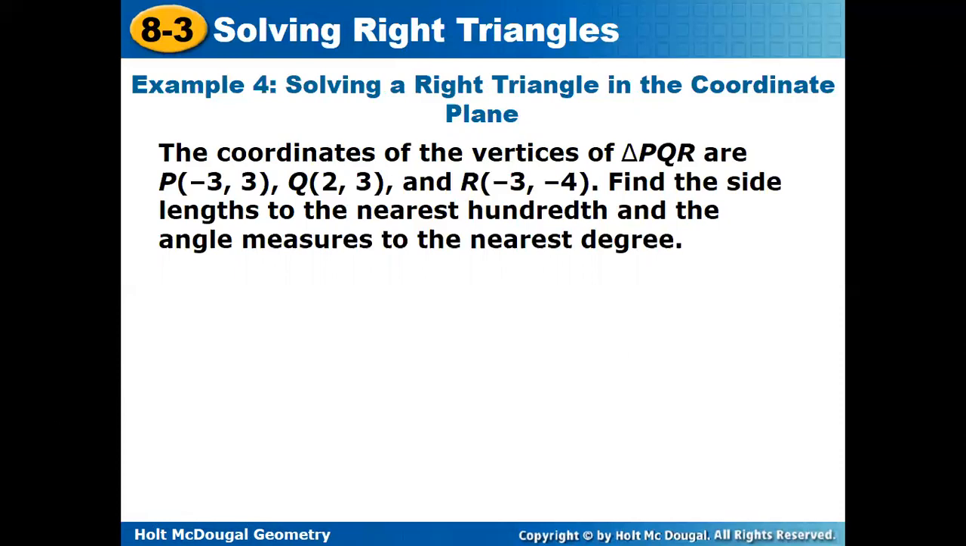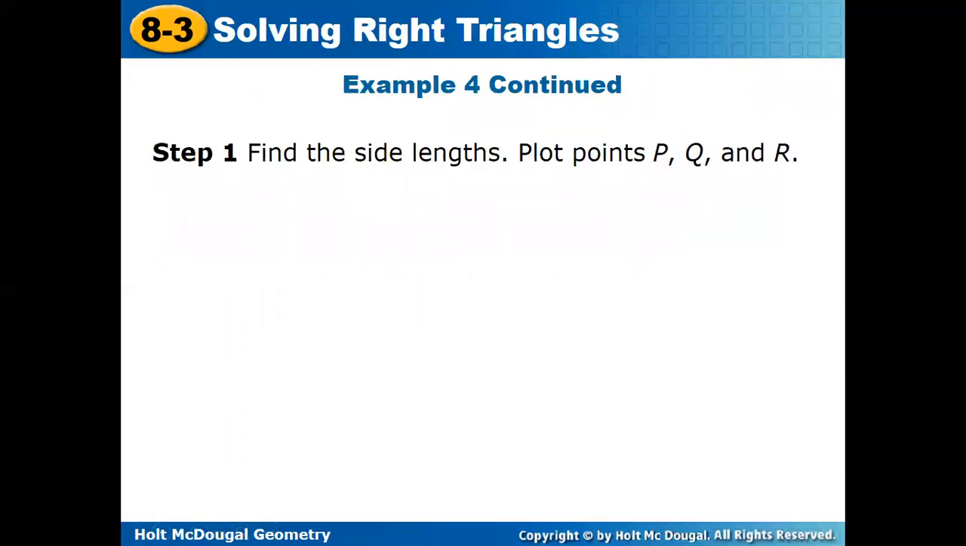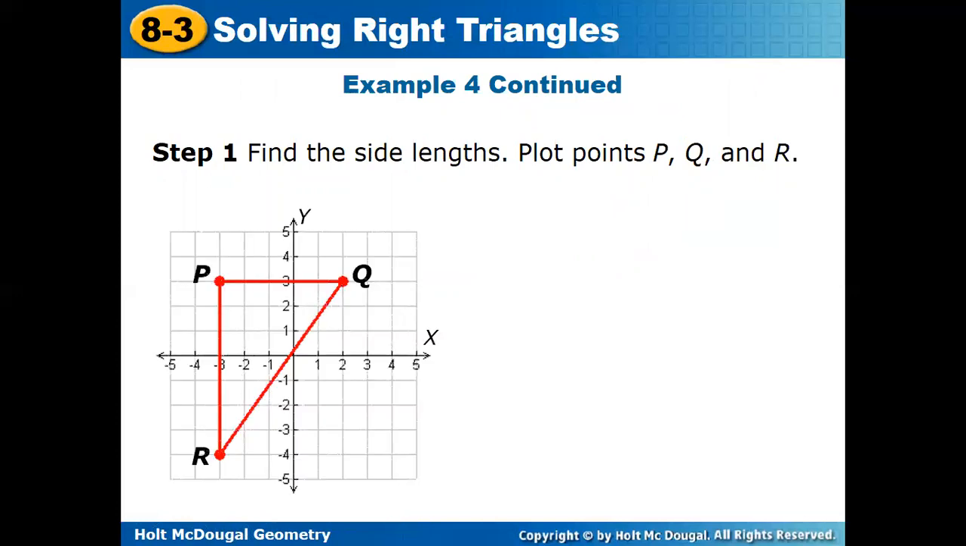Now example number 4, the right triangle in the coordinate plane. The coordinates of the vertices of triangle PQR are P (-3, 3), Q (2, 3), and R (-3, -4). Find the side lengths to the nearest hundredth and the angle measures to the nearest degree. Let's plot the points first. To find the side lengths, plot the points P, Q, and R.